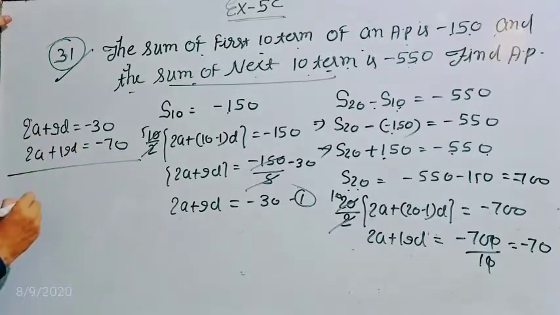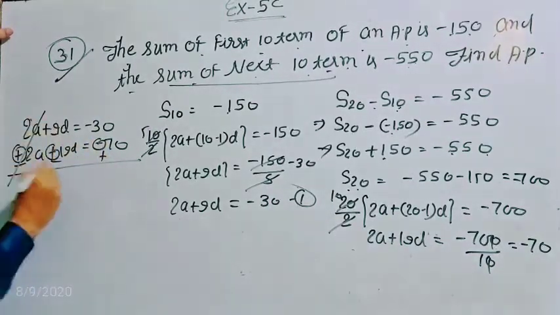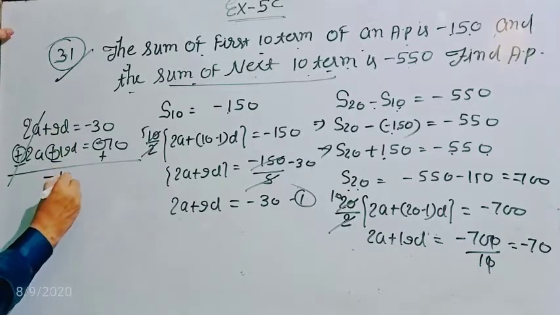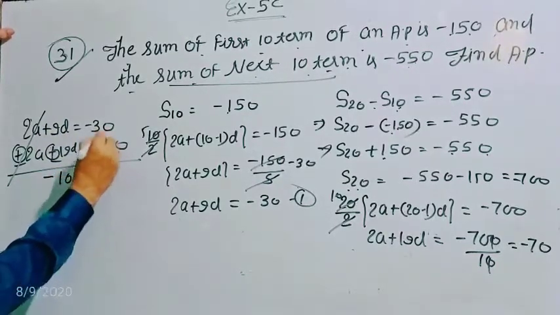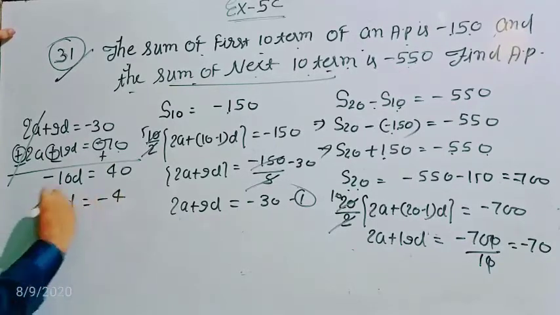So both the coefficients of a are the same. So no change, just change the sign. Then it is cancelled. Here minus 10d is equal to 40. So what is d? That is minus 4.